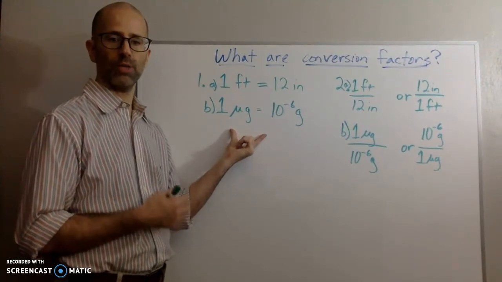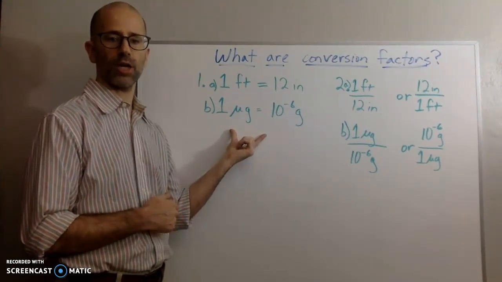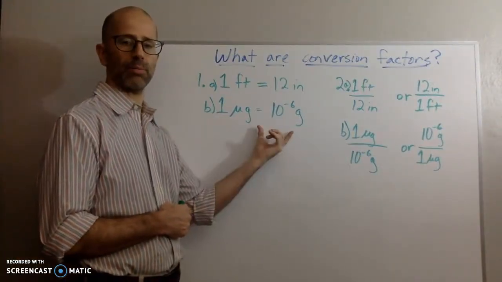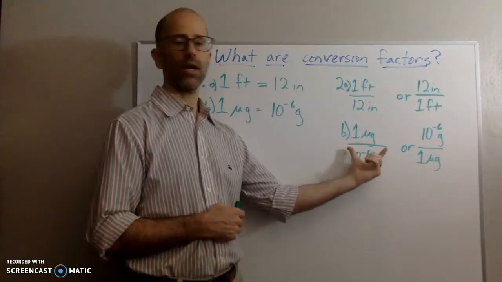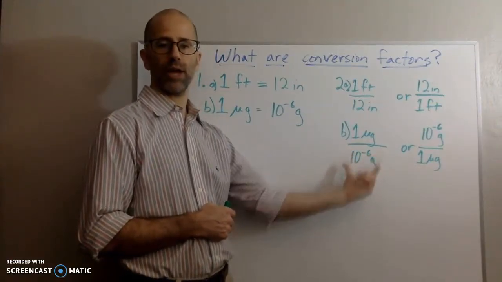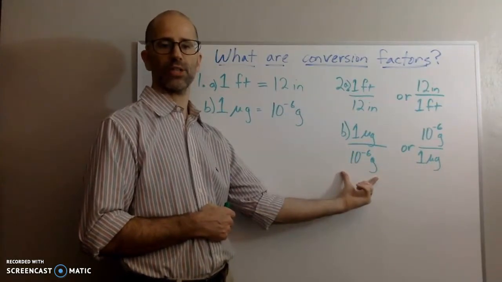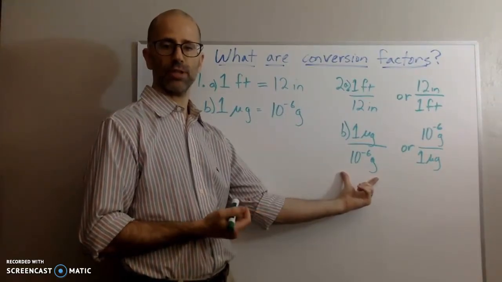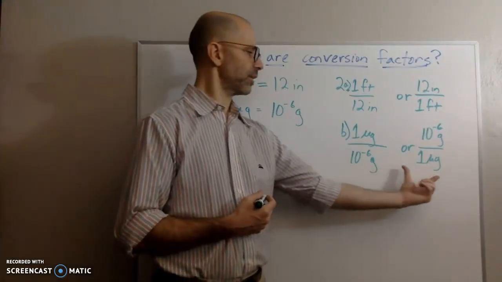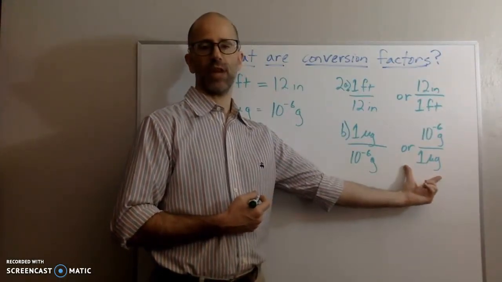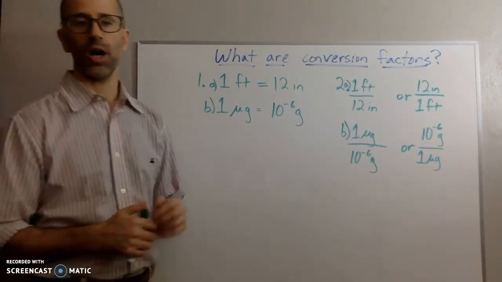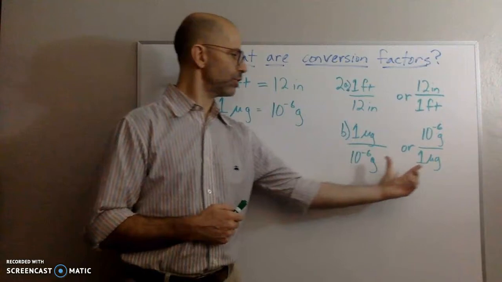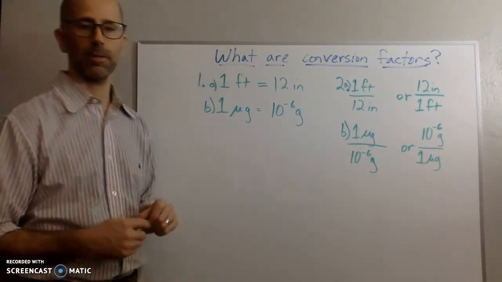That equality we can also convert into a conversion factor. Again, I'm just going to take one side and put it over the other. So here I took 1 microgram over 10 to the negative 6 grams. That's one possible conversion factor. Or I can flip it and put 10 to the negative 6 grams over 1 microgram. Okay, so again I can get 2 different conversion factors.